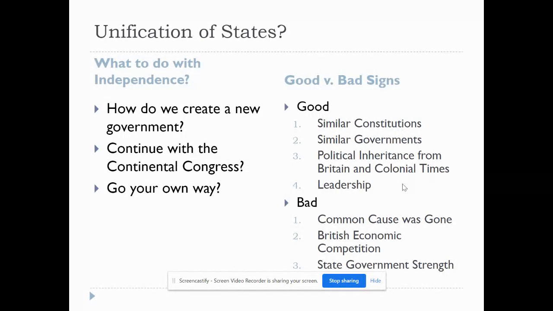Okay. You also have political inheritance from Britain and colonial times, where everybody has a common history. Everybody knows what the British system was, and there are remnants. As much as they don't want to admit it, there are remnants within that. It's not surprising that many of the Bill of Rights are part of the British Constitution, which isn't really written.